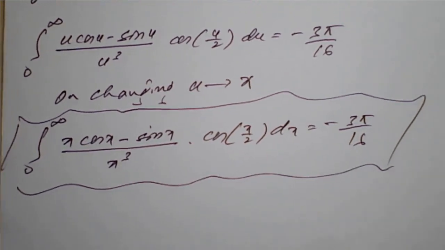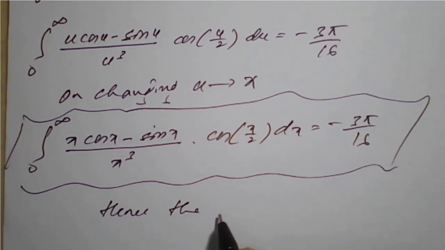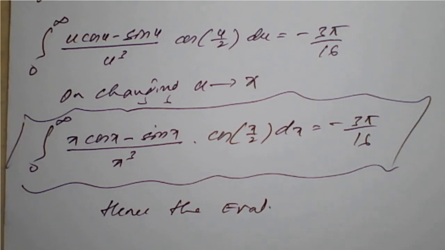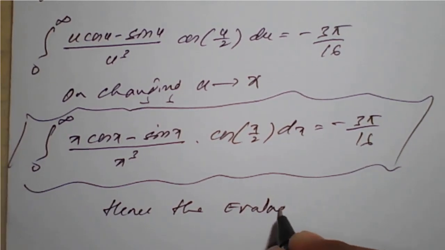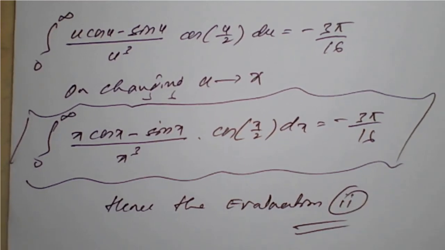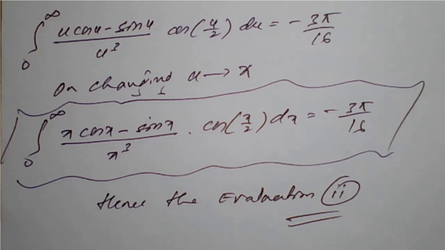So hence the second evaluation. So in this way, this is one of the very important examples from the examination point of view. But I feel in the examination you can find either the first evaluation, they will ask with the main Fourier transform, or the second evaluation they will ask here.